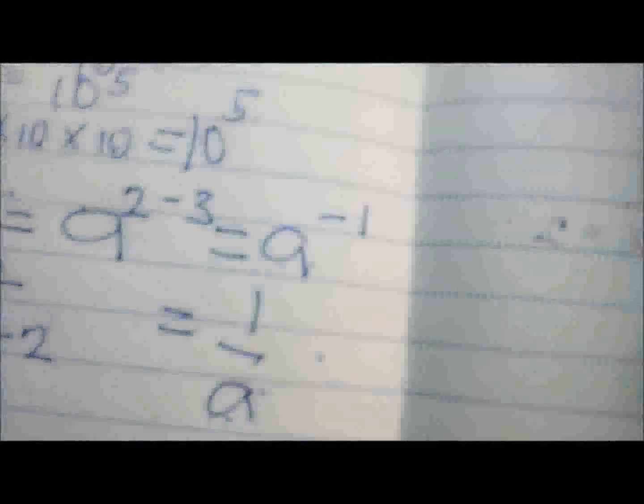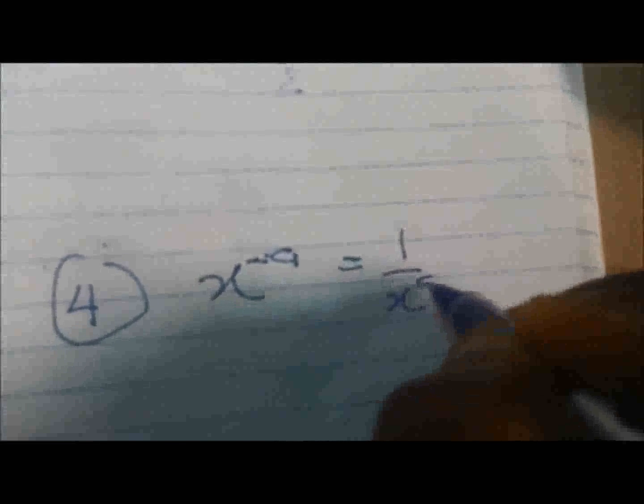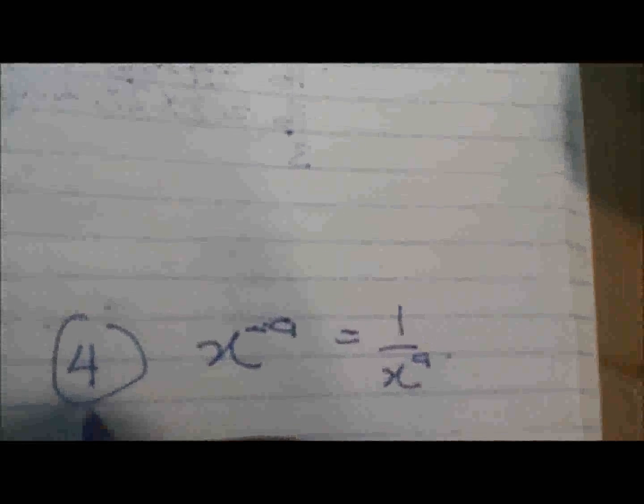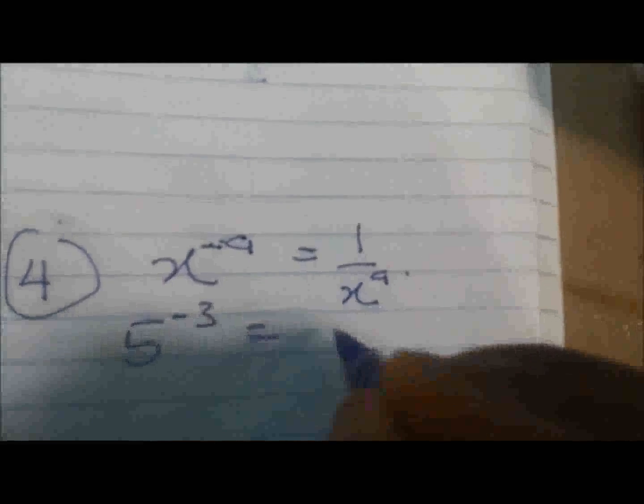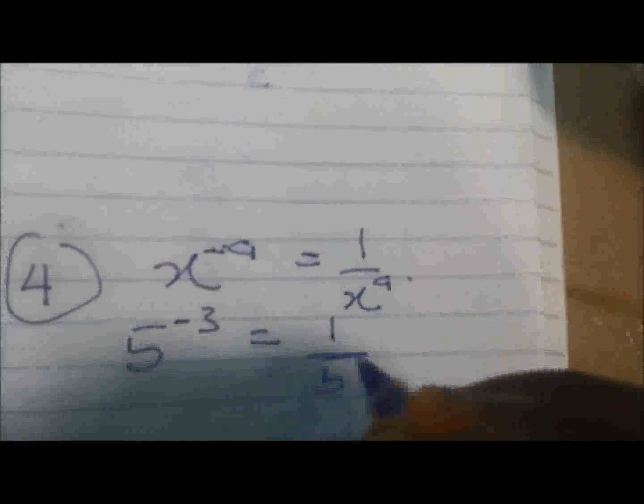The last but not the least is the fourth law. The fourth law states that when the power is negative, for example s raised to the power of minus a, this is the same thing as 1 over s raised to the power of a. If you have 5 raised to the power of minus 3, this is the same thing as 1 over 5 raised to the power of 3.